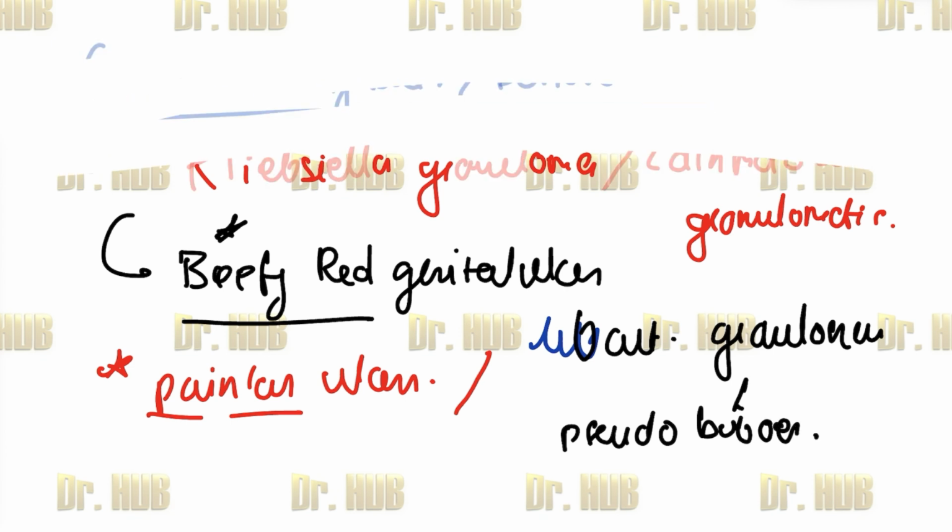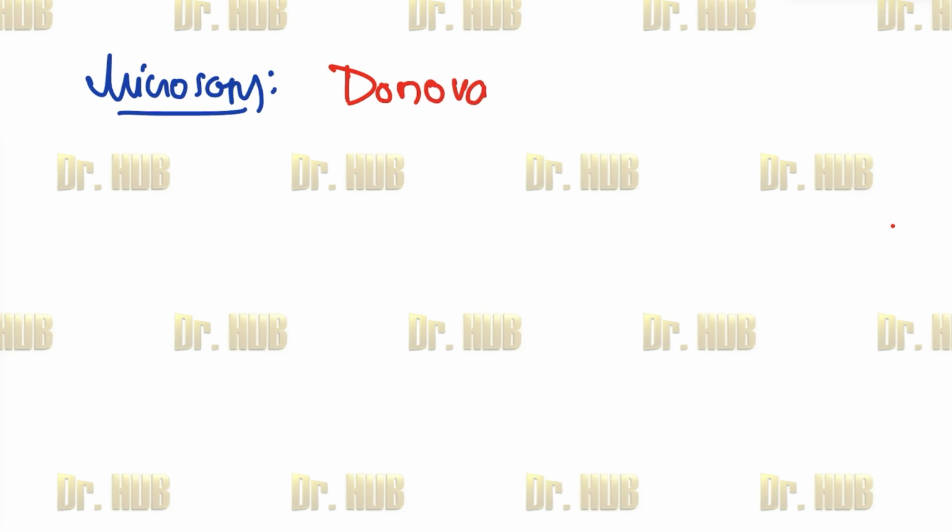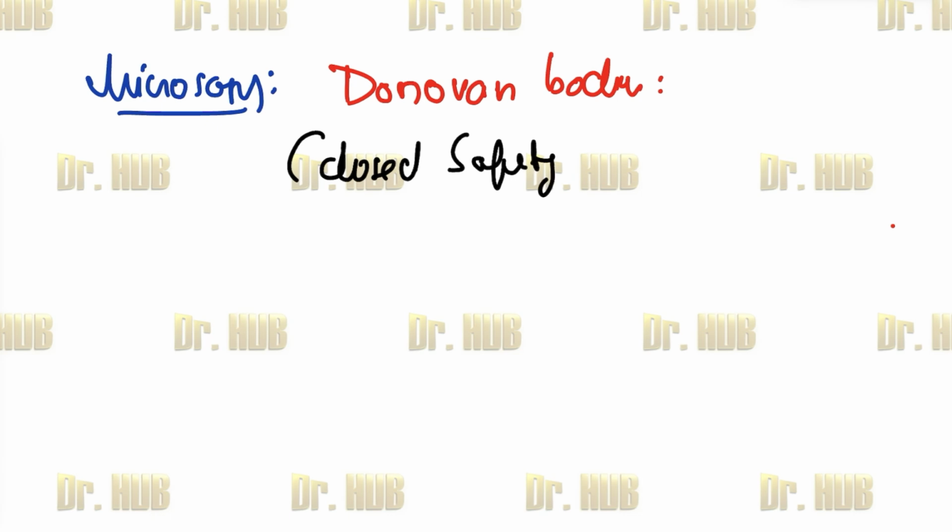Next, let's look at the microscopy. Upon microscopy, granuloma inguinale or donovanosis shows Donovan bodies, with a closed safety pin appearance.